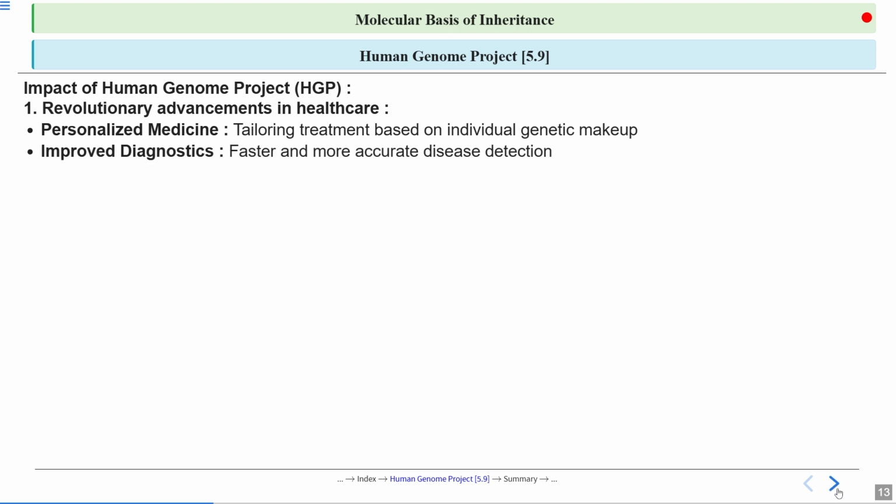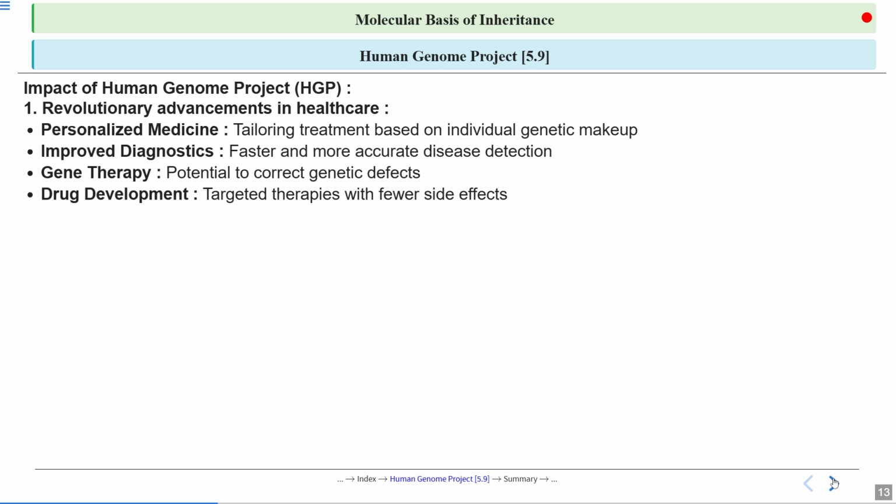Then improved diagnostics. With this, we can detect the disease faster and more accurately. Then gene therapy, which we have even studied in the biotechnology chapter. Gene therapy we know, but by knowing the Human Genome Project, it can also help in gene therapy. It has the potential to correct genetic defects.